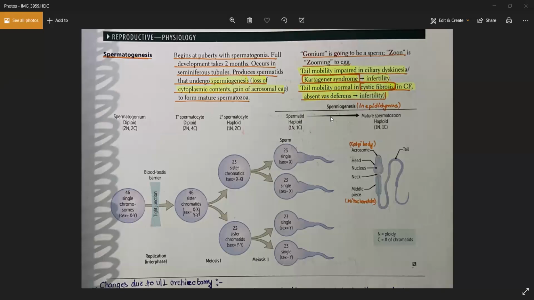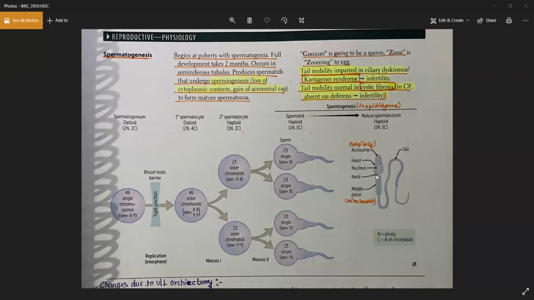Finally, you have the maturation process, which is the spermiogenesis, and that happens in the epididymis. In the epididymis, they become the mature spermatozoa, and finally they become the sperms. In the spermatozoa, you have the head, the body or the middle piece, and then the tail.